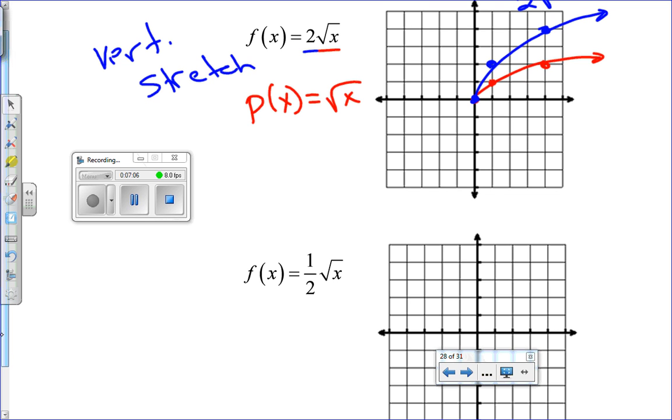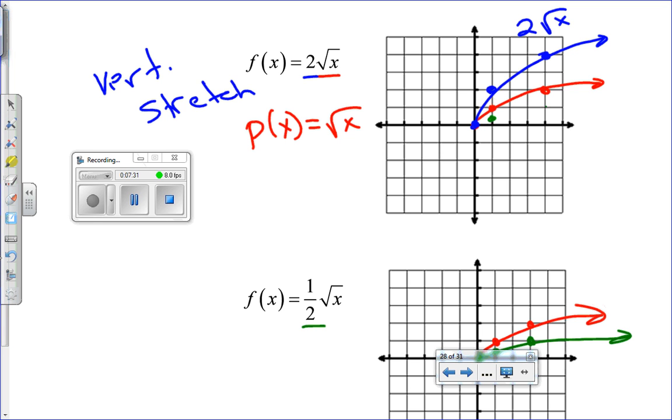So once again, I'll graph the parent function. It's going to be the one I just drew on the upper example. Now, if I multiply all of those y-coordinates by 1/2, let's see, 0 stays at 0, 1 goes to 1/2, and then 2 goes to 1. That is a vertical shrink. So if I would put that graph on the one above, what we have here is an example of both. We have a vertical stretch, and we have a vertical shrink.